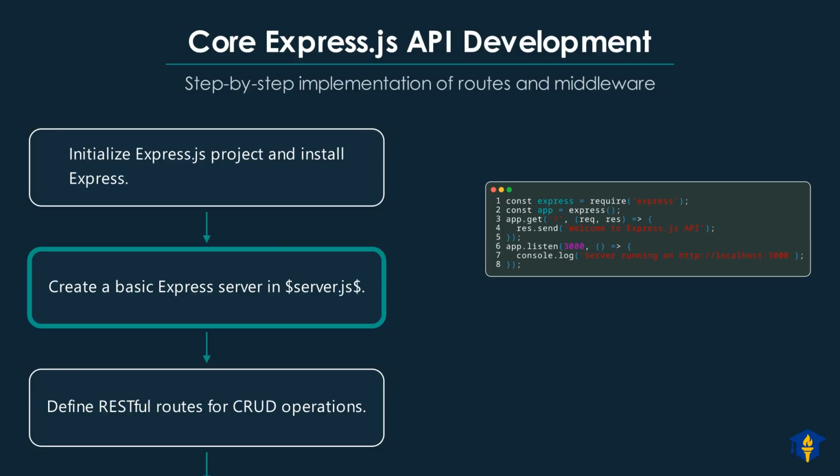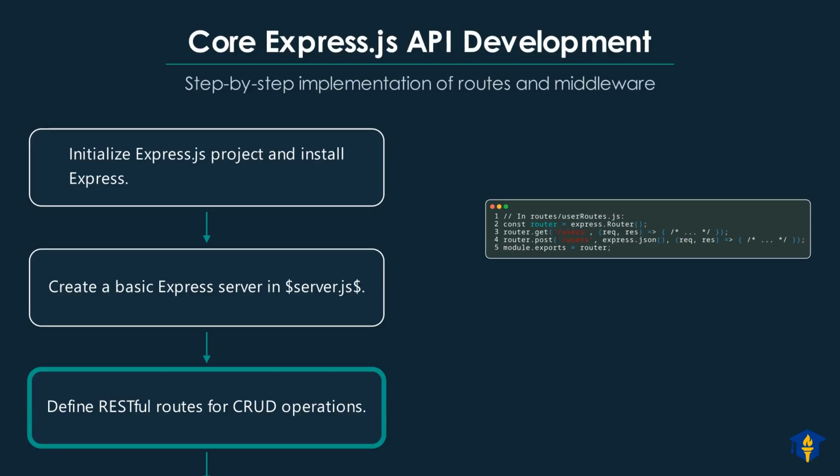Handle initial requests. This code sets up an Express application that responds to the root URL and listens on port 3000. Now, define RESTful routes for your create, read, update, and delete, or CRUD, operations. This example shows how to set up routes for users, handling GET and POST requests in a separate file.